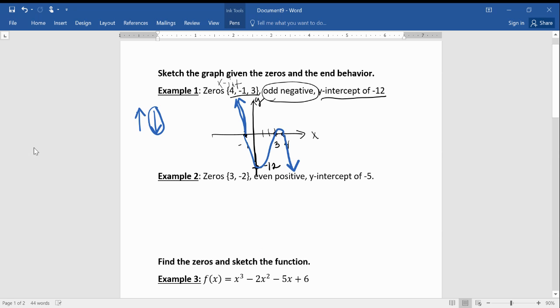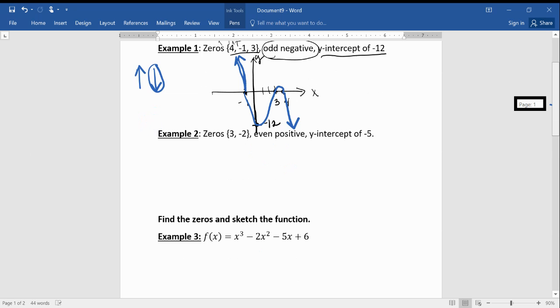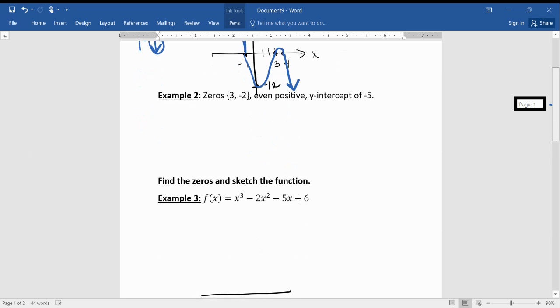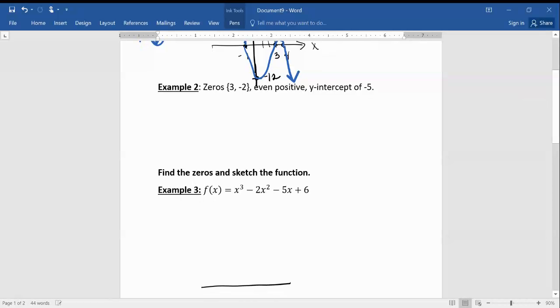All right, so let's do this next example. Same kind of scenario. We're given some zeros. We're given end behavior and a y-intercept. Let's go ahead and draw a graph. All right, remember the x-intercepts, the zeros. They are the x-intercepts, and they go on the x-axis. So there's those. All right, and I like for you to label those so you know where they are, and I will know where you're trying to put them.